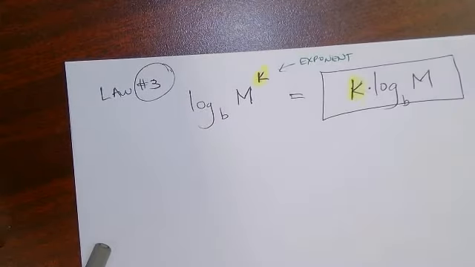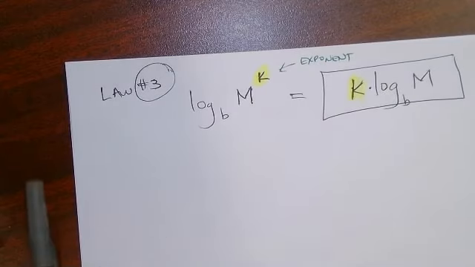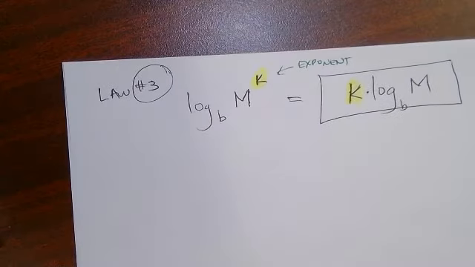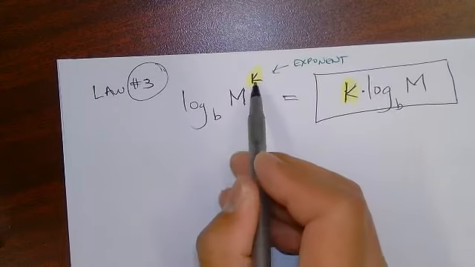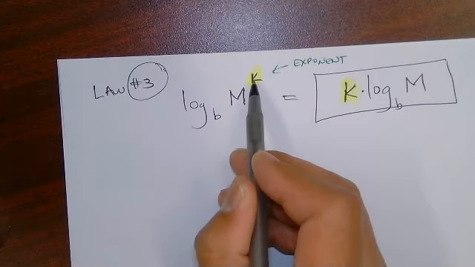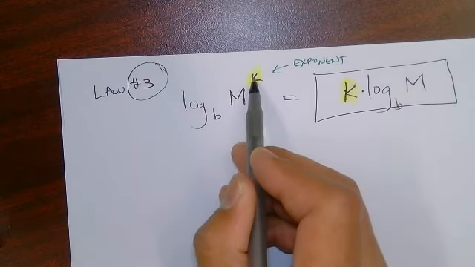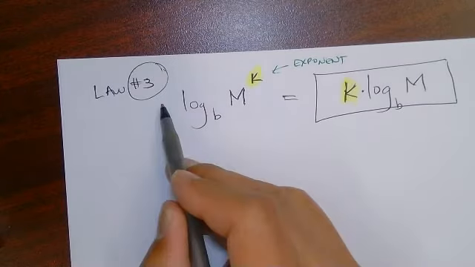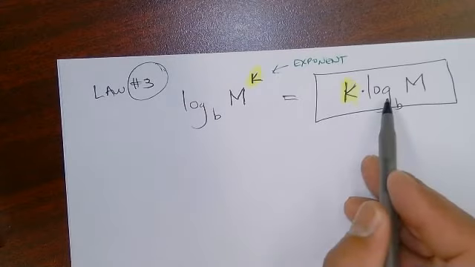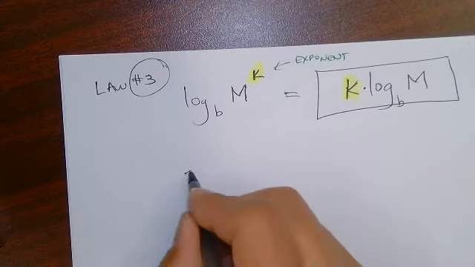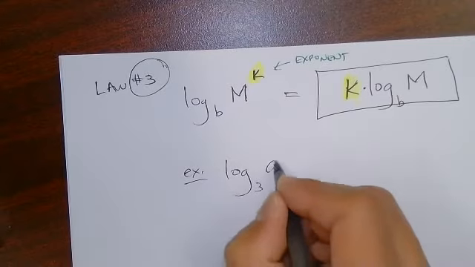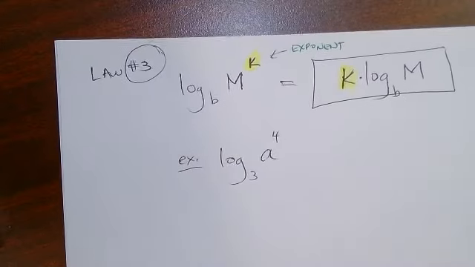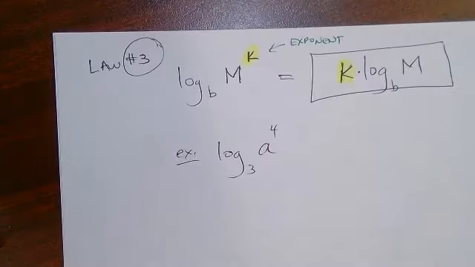Okay, anybody can explain that one? What happened? What changed? What stayed the same? What is this saying? Whatever exponent you have like this, when you have an exponent like that, you just drop it to the front and it multiplies the logarithm. So like this. Let's say, for example, I have log 3 of a to the 4.